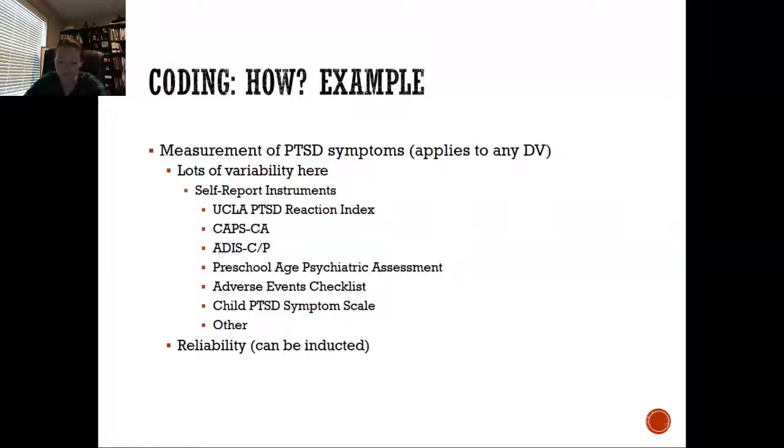So for any one of these instruments that is used to measure PTSD, you also want to consider reliability. You want to know how reliable is the instrument that they're using. And if we're using a measure that has really bad reliability, then that effect size is going to be impacted by that. So we'll actually want to look at the reliability of that dependent variable. You'll notice that I've written here that reliability can be inducted. So what do I mean by that?